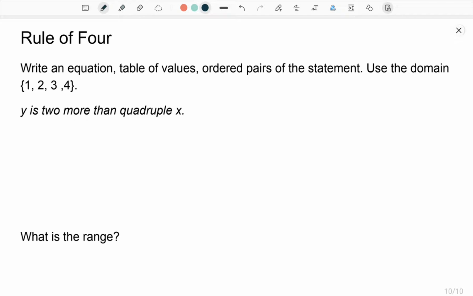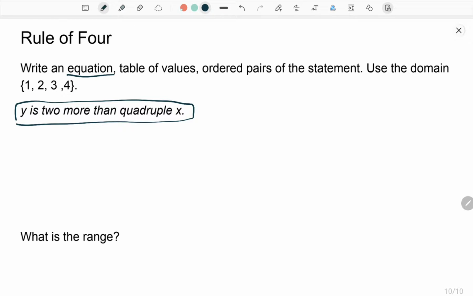This rule of 4 question. So for the rule of 4, we're in a sense writing a relation in a whole number of different ways. In this case, we're given it as a statement. So it says y is 2 more than quadruple x, and we want to write it in a various number of ways. So first, let's write it as an equation.